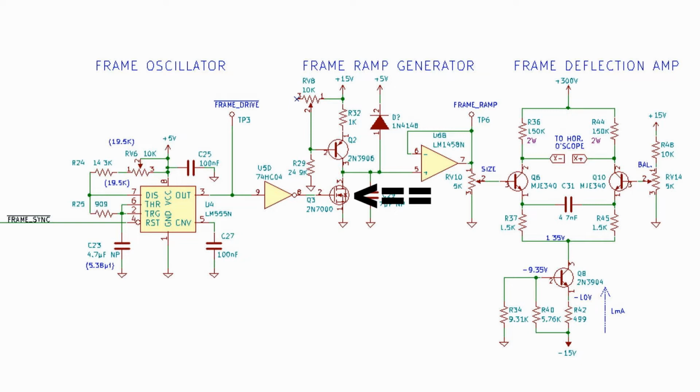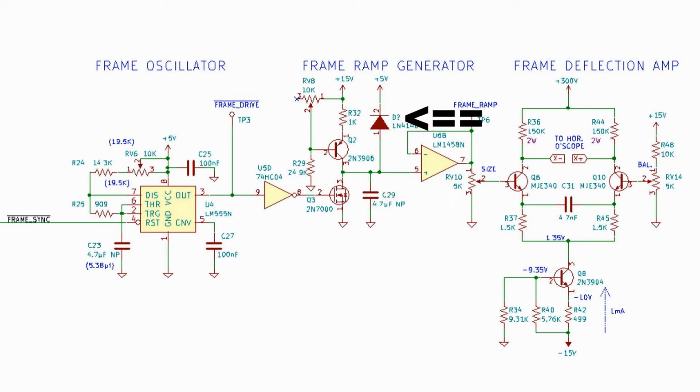And once again, we have a capacitor that is charging up. When Q3 is turned off during the active line time, the capacitor charges up through a constant current source consisting of RV8, R29, R32, and Q2. This establishes a constant current for charging the capacitor. A capacitor charged with a constant current will charge at a linear rate. The capacitor charges from 0 volts when Q3 turns off and charges up to 5.6 volts maximum.